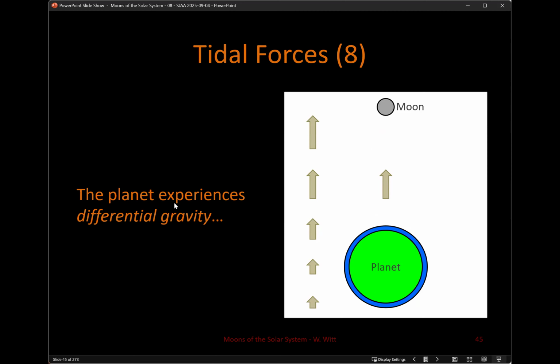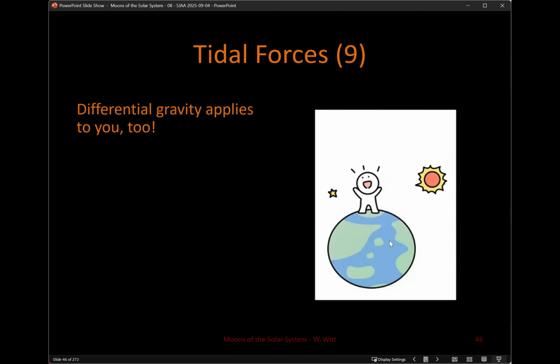And so we say that the planet then experiences differential gravity, right? So not everything is experiencing the same gravity from the moon, but it actually varies based on where you are. And as a result, this part right here has more pull from the moon, and this part down here has less pull from the moon. And that causes something interesting to happen.